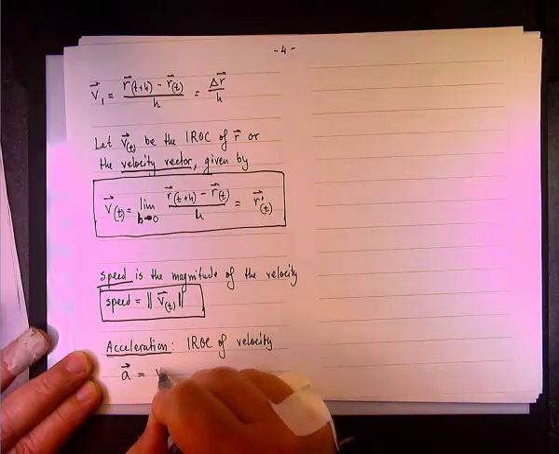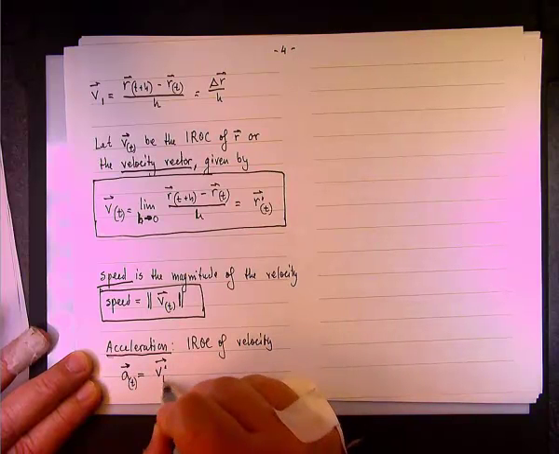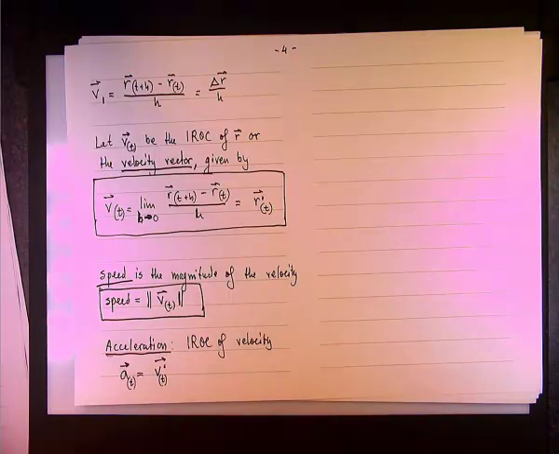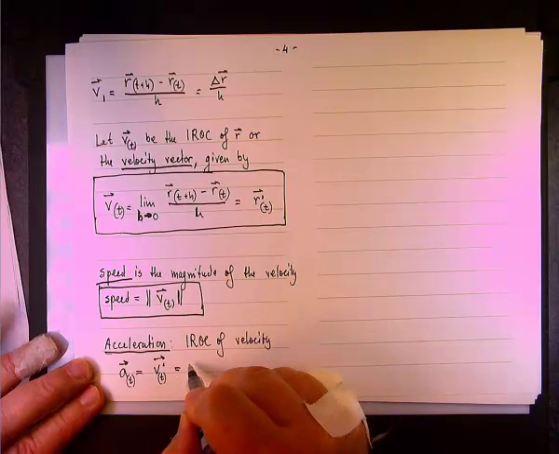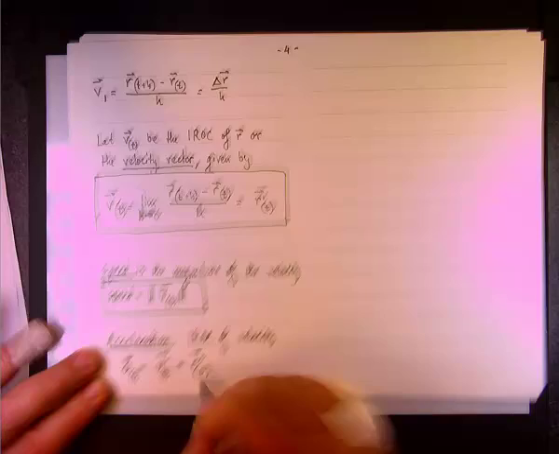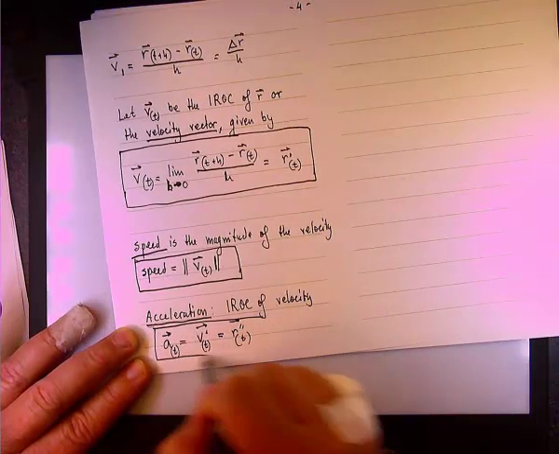So it will be the derivative of the velocity. And remember, this is a vector function in time, and we can write it as the second derivative of the position vector r.